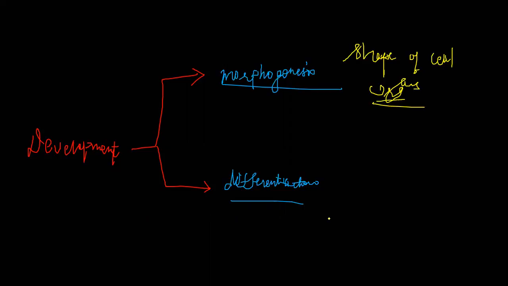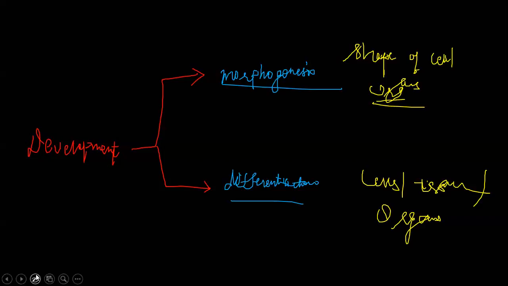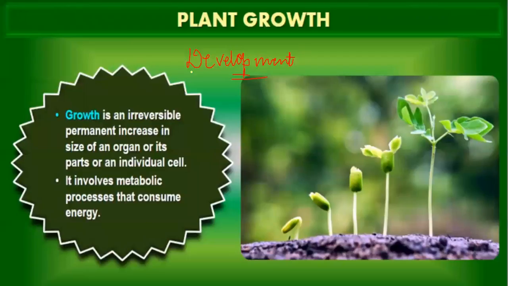So what is differentiation? All the qualitative differences between cells, or tissues, or organs. The individual differences between the different types of cells is referred to as what? Development. Okay, so let's move on to the next one.